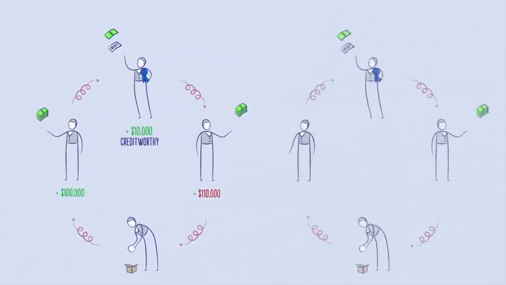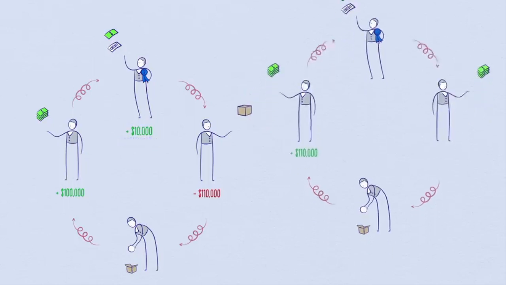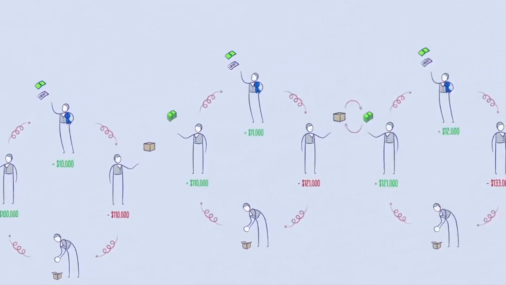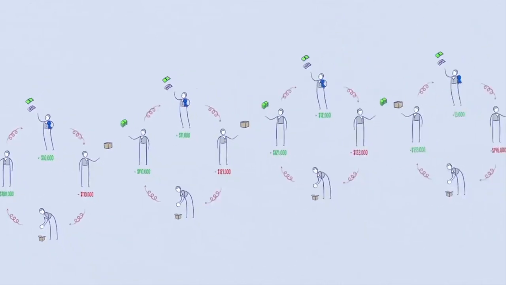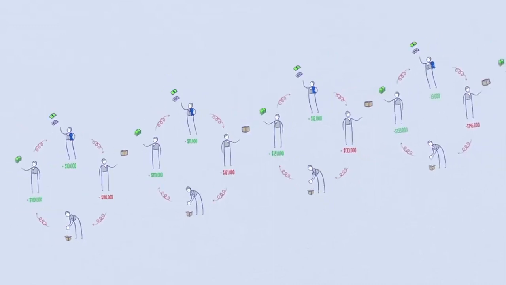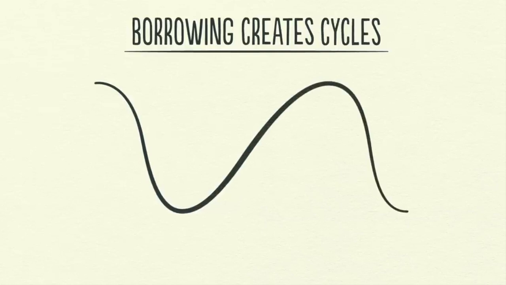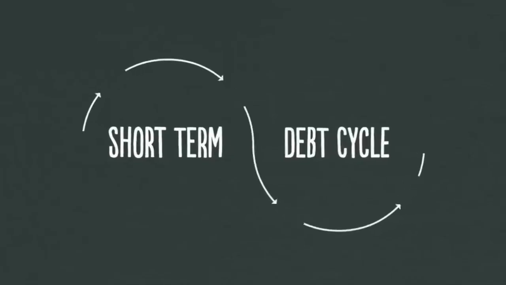Since your spending is another person's income, someone is earning $110,000. The person earning $110,000 with no debt can borrow $11,000, so he can spend $121,000, even though he has only earned $110,000. His spending is another person's income, and by following the transactions, we can begin to see how this process works in a self-reinforcing pattern. But remember, borrowing creates cycles, and if the cycle goes up, it eventually needs to come down. This leads us into the short-term debt cycle.